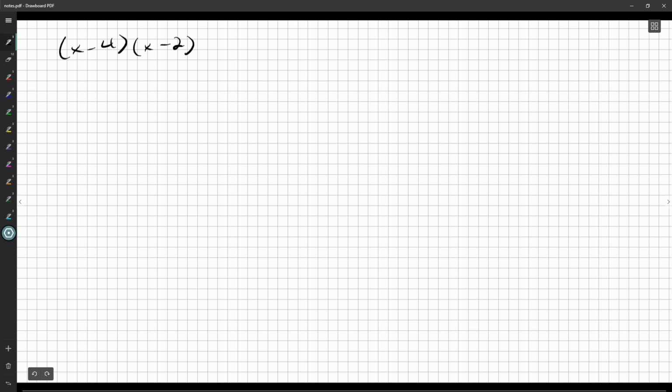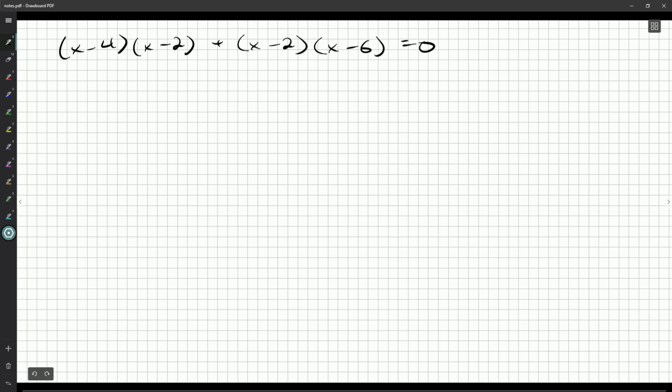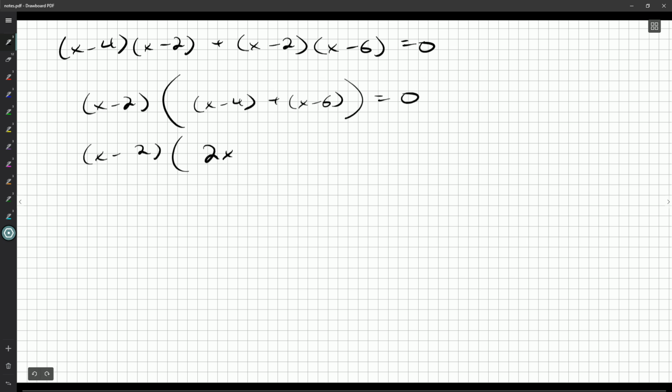In fact, it doesn't take too long to see, oh, there's x - 2 in both of them. It was x - 6, right? Yeah. So you might say, oh, there's x - 2. Let's just factor that out. (x - 4) + (x - 6). You can say, okay, (x - 2), and then you'll get 2x - 10. So a root for this would be 2. A root for this, what would make this 0, is 5. The product of the roots, 2 times 5, 10.